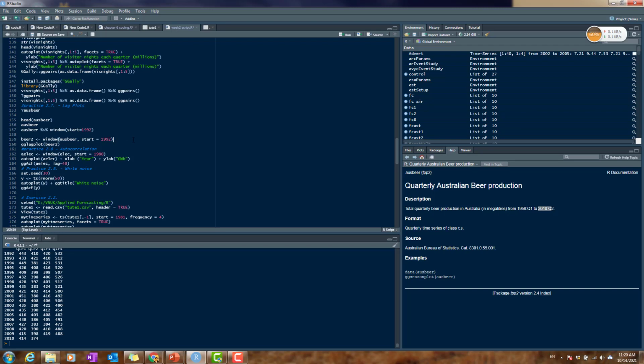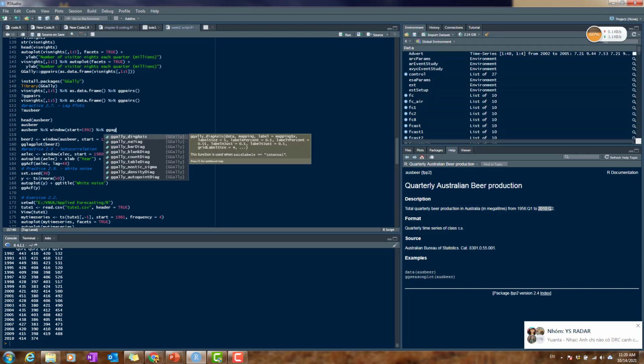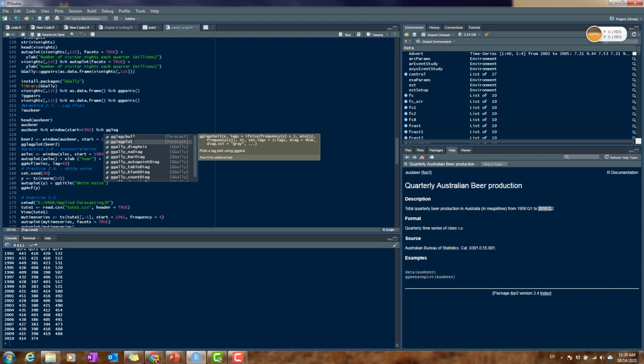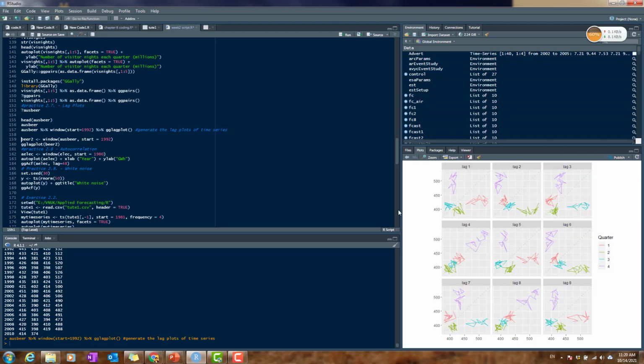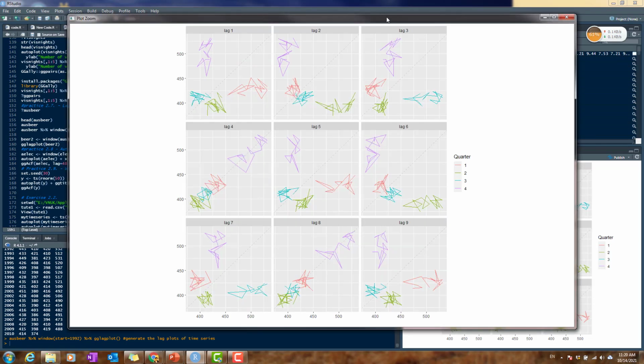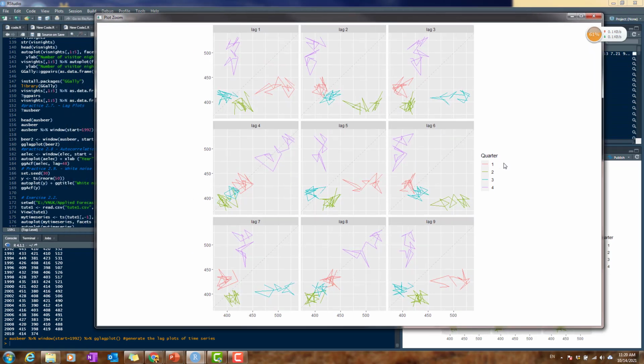Okay, and it would be time for us to once more use ggplot for this, the lag plot, sorry, gg_lag, which will generate the lag plot of the time series. Alright, let's go and see it. This will be the lag plot, and let's see what we can see about this one.